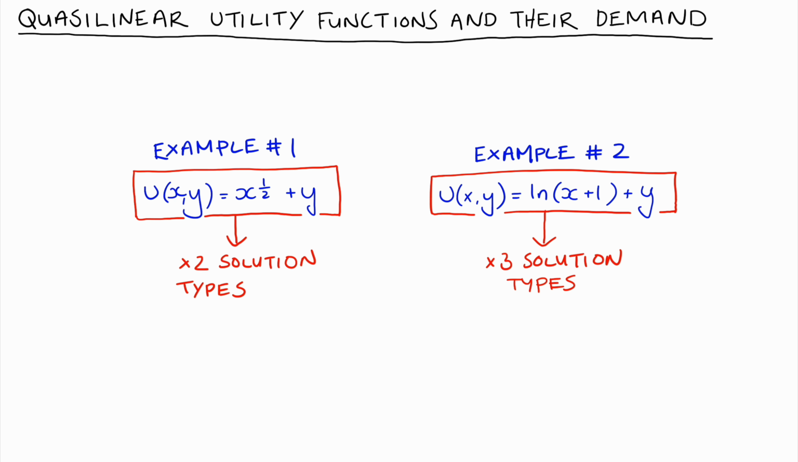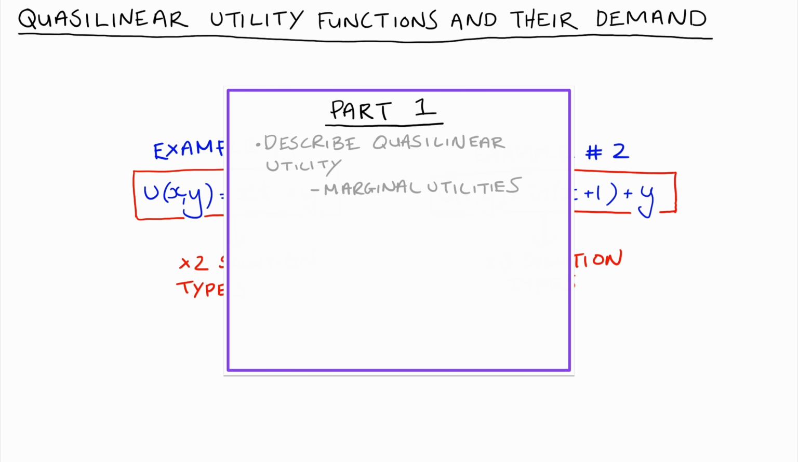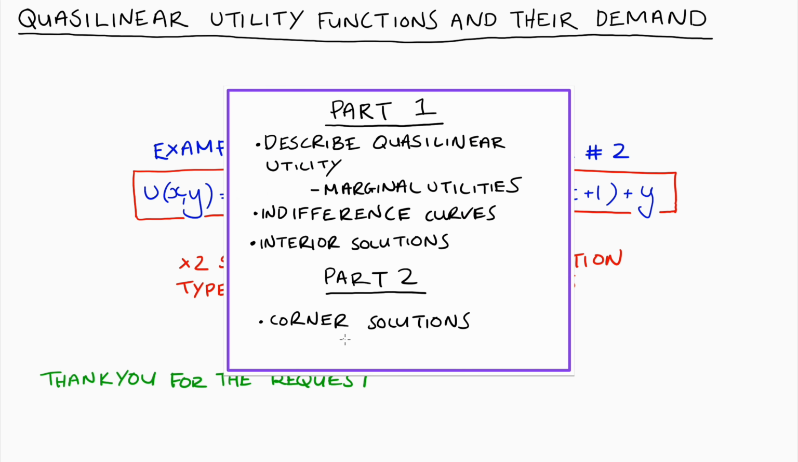I probably will at some point redo these videos to make them more palatable. In any case, what's done is done. In this video, I'm going to describe quasi-linear utility. I'll especially look at our marginal utilities. I'll look at the indifference curves of quasi-linear utility functions, and then I'll discuss solving for our interior solutions. So I'll do that for both examples in part two, so that will be a separate video. I'll discuss the corner solutions.